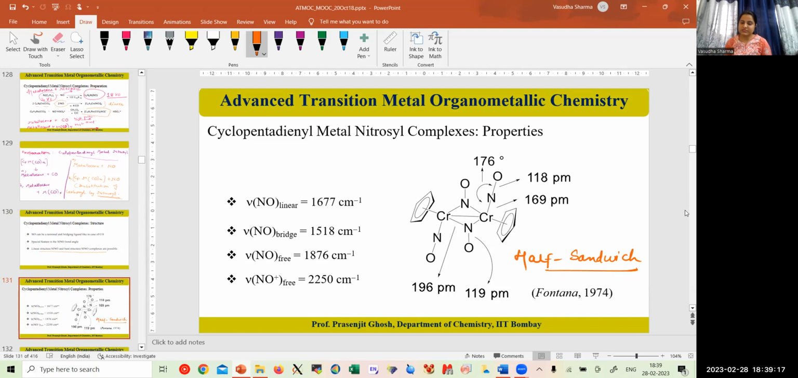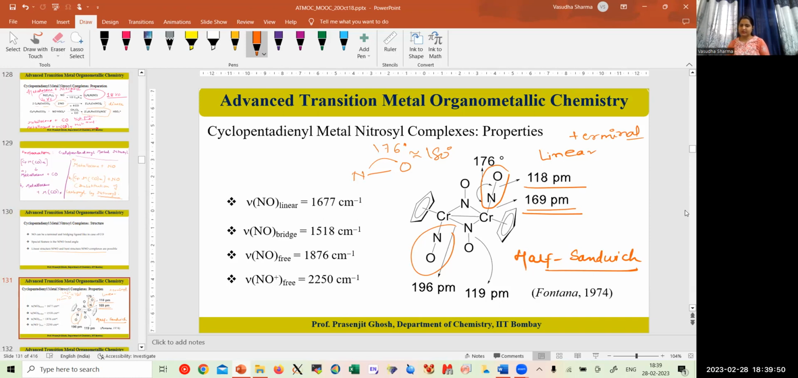Here, if you will see, this NO is linear. This is terminal, but linear. This is also terminal and linear. And therefore, the bond angle, as you can see, between N and O is around 160 degrees, which is closer to 180. That means linear. And the bond parameter is, the N-O bond length is 118 picometer, where for chromium and nitrogen the bond length is 169 picometer.